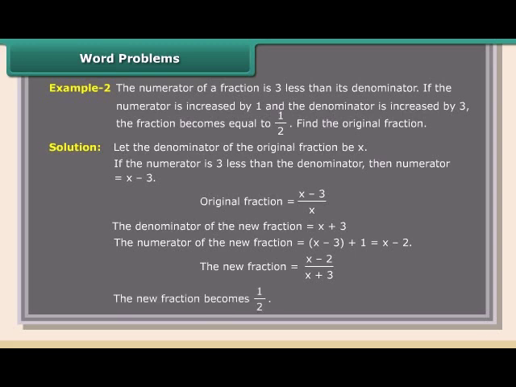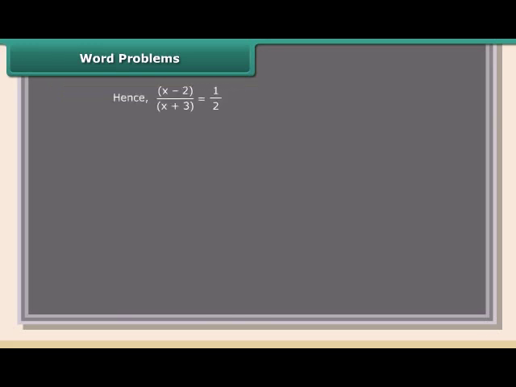The new fraction becomes 1 upon 2. Hence, x minus 2 upon x plus 3 is equal to 1 upon 2. 2 into x minus 2 is equal to 1 into x plus 3. Apply cross multiplication. 2x minus 4 is equal to x plus 3.